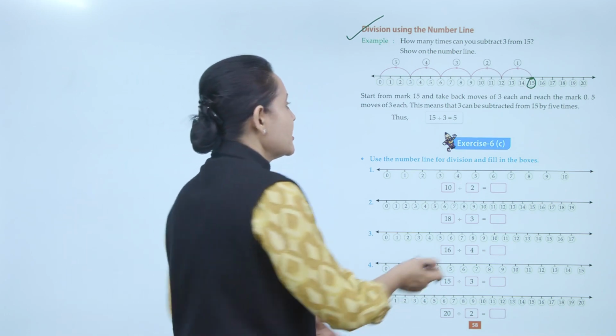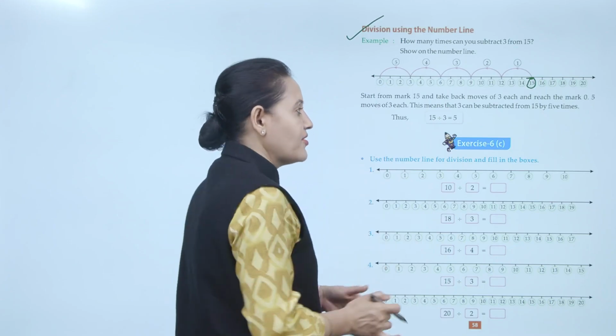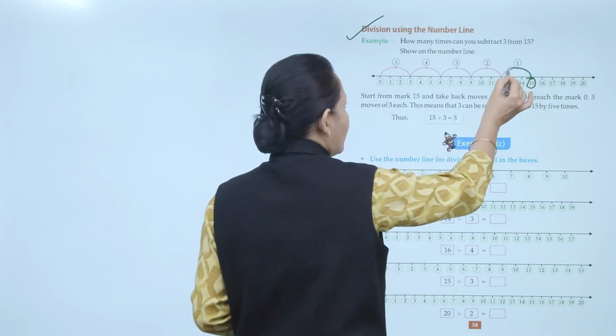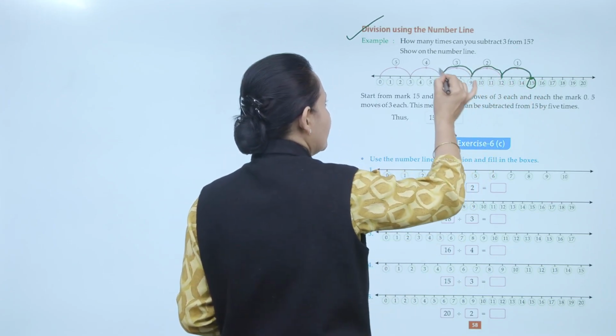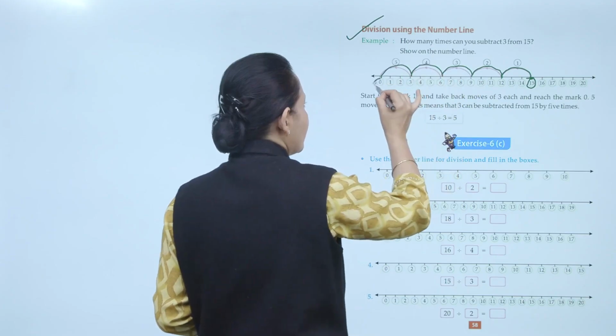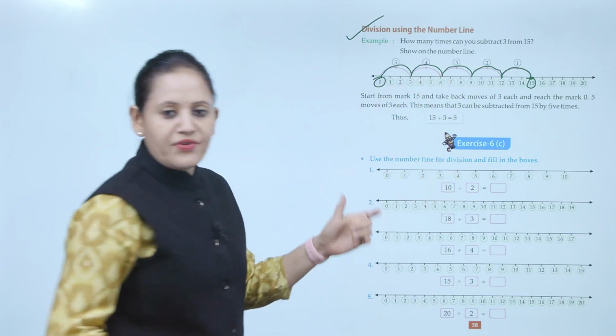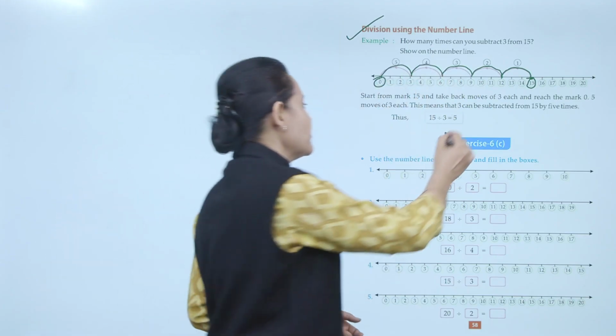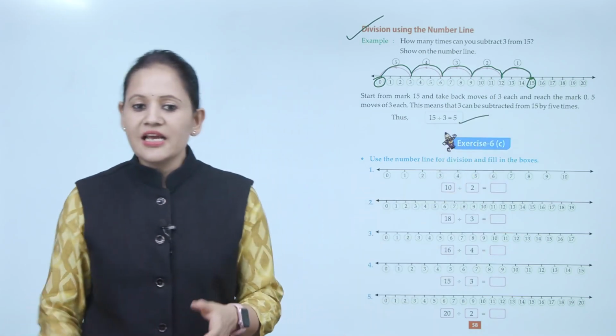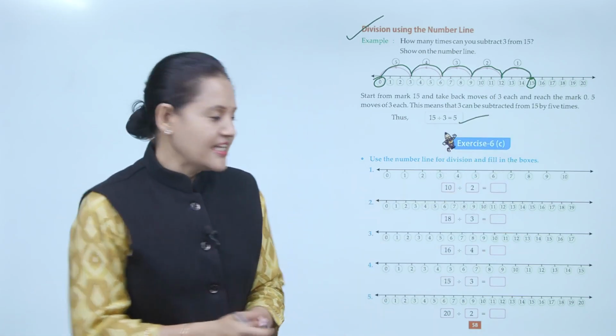So, we will make moves of 3 until we reach 0. 1 move, 2, 3, 4, 5. So, here we reach 0. So, 15 divided by 3 equals 5. Clear?